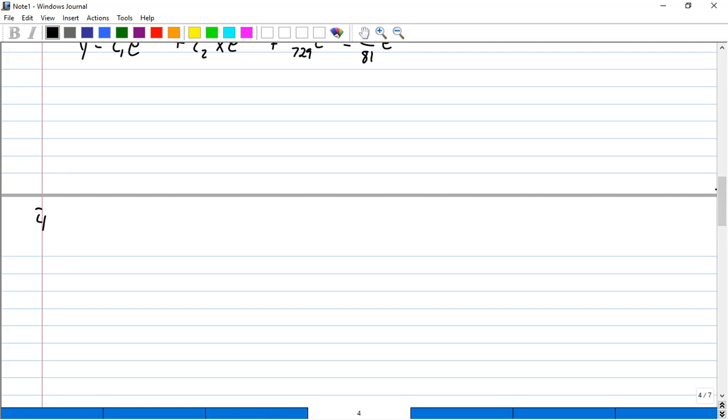For this one, we have y double prime minus y equals hyperbolic cosine of x. All right. So what's the first thing that I need to do? All right. So we're going to find our complementary solutions.